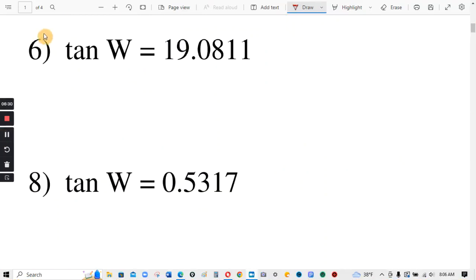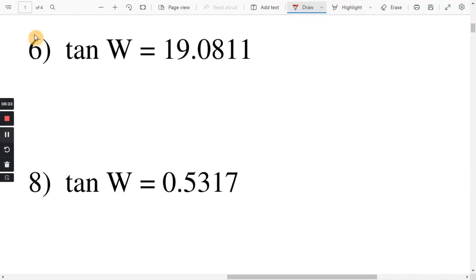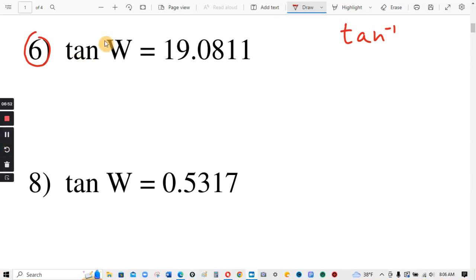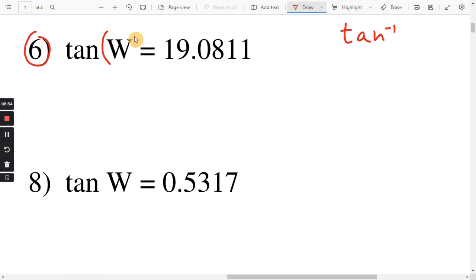Please pause and try number 6. Again, I'll give you a hint: instead of inverse sine or inverse cosine, this time you're going to be using inverse tan. You want to do this to both sides of the equal sign. We have tan of an angle W, and I am going to do the inverse tan of the tan of angle W.